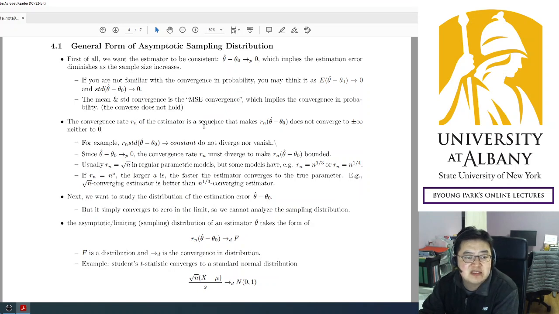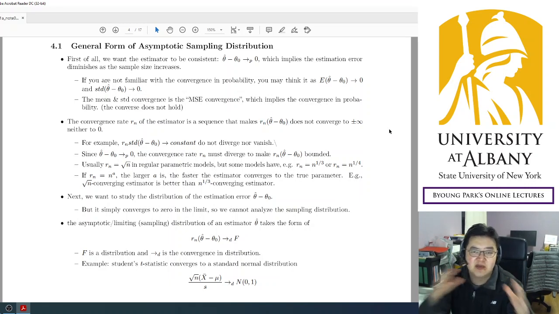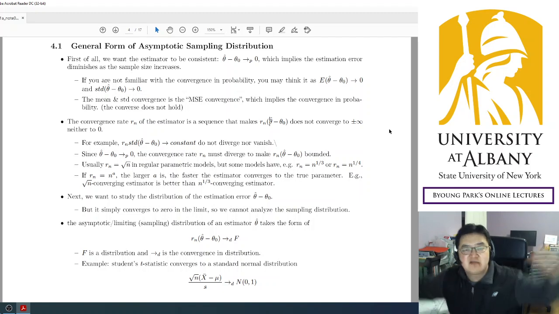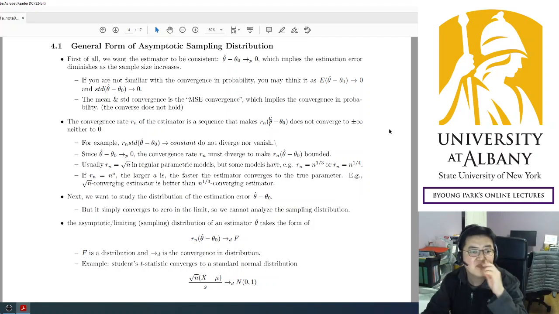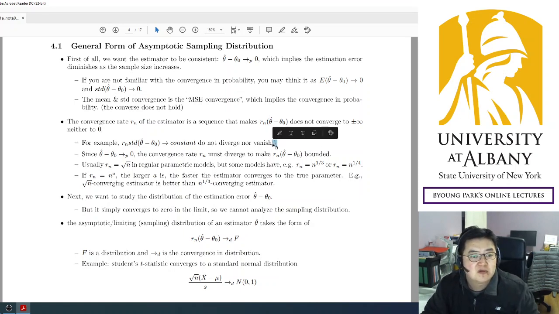The convergence rate of the estimator is a sequence that depends on n, a sequence that makes Rn times the estimation error not diverge to infinity nor converge to zero. So after being multiplied by Rn, the estimation error does not diverge nor vanish. So that makes sense, right?